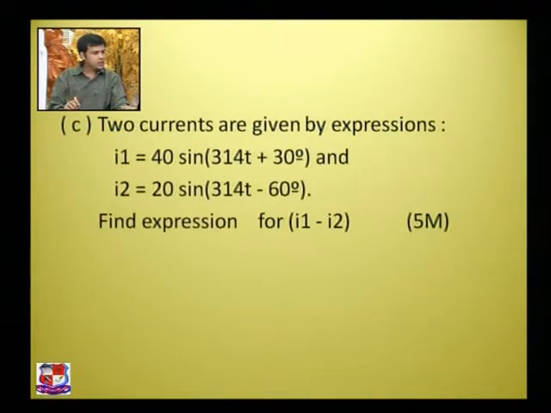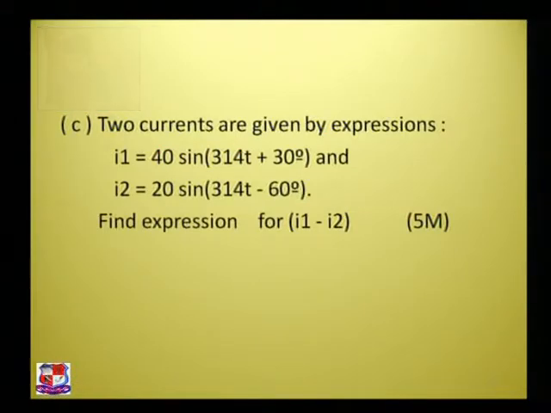Okay, so next is question 4c. It is basically a numerical. Two currents are given in the question. The first one is I1, given as 40 sin of omega t plus 30 degrees, where omega is 314, and I2 is given as 20 sin of 314 t minus 60 degrees, right? What we have to find is the expression for I1 minus I2.